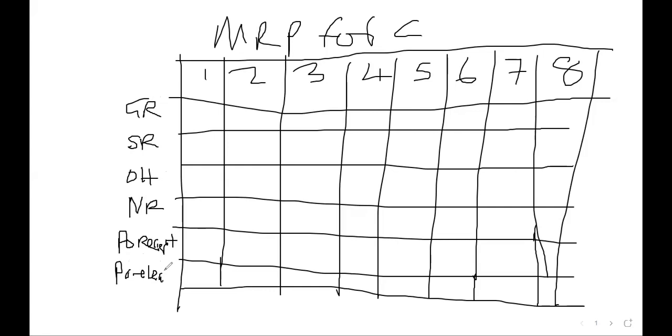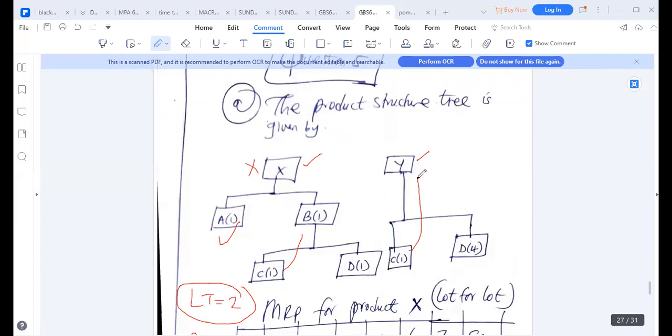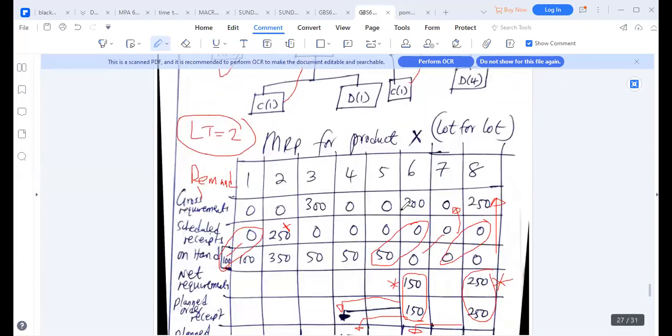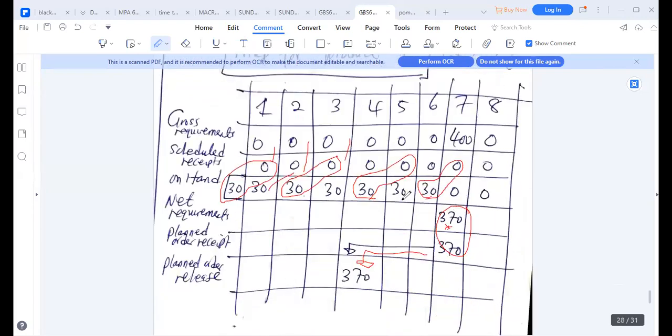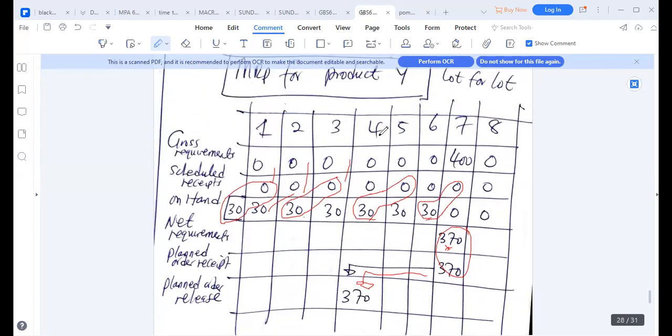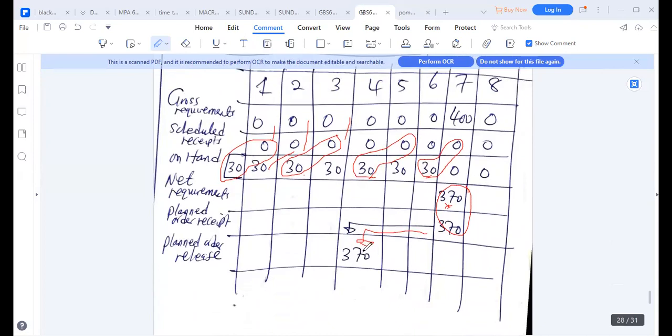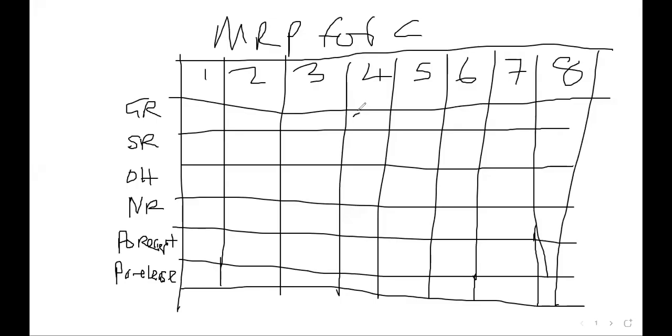So what is important here is just understanding what is going on. C is coming from 2 different sources. C is coming from B, and C is coming from Y. So you have to combine them. So C from Y in week 4 is 370. So you put a 370 in week 4 for C. So put the 370 here.